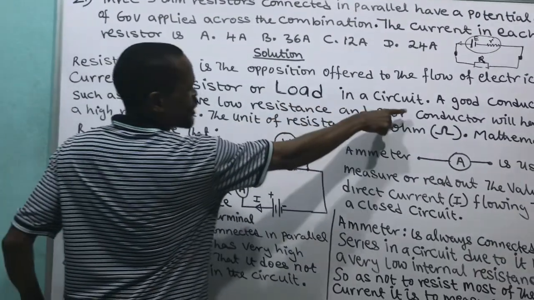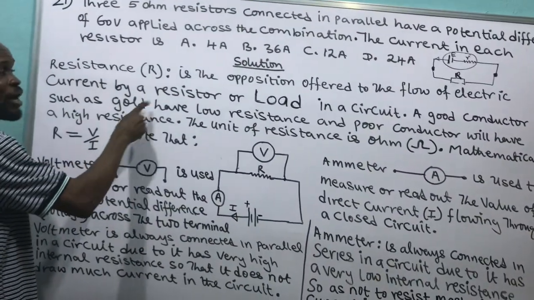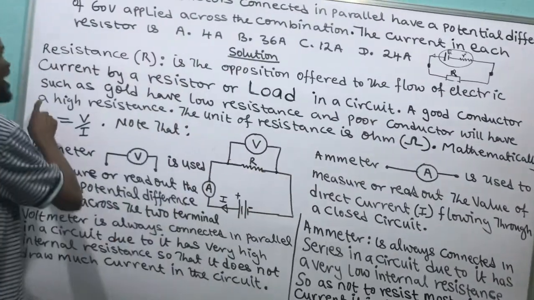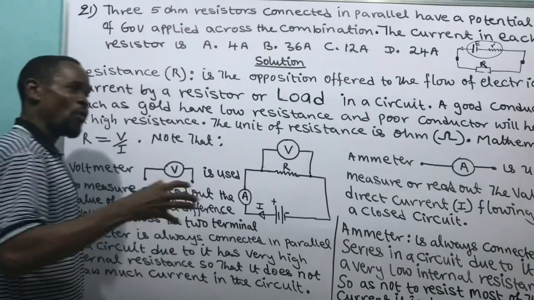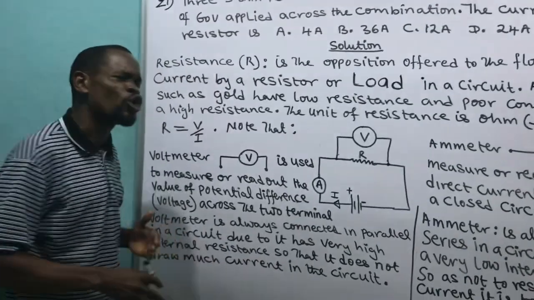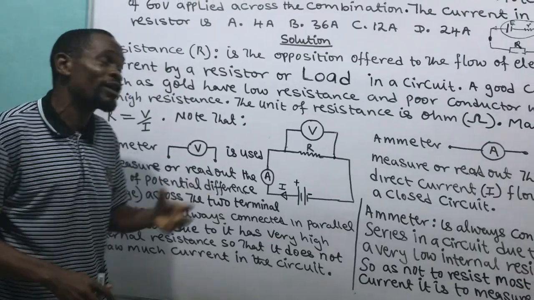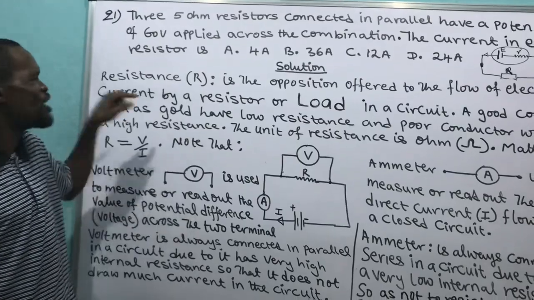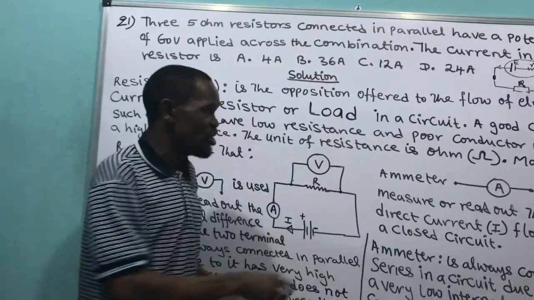Then I said here, in a circuit, a good conductor such as gold has low resistance, and a poor conductor will have a high resistance. A poor conductor has high resistance, while a good conductor has low resistance. That means a good conductor offers negligible opposition to the flow of current. That's what we mean by low resistance. And the unit of resistance is ohms.